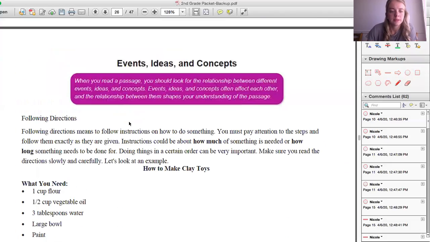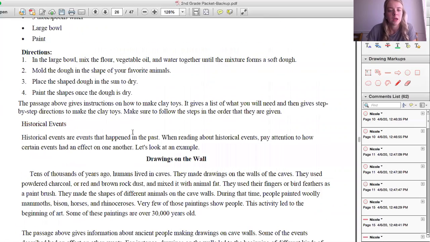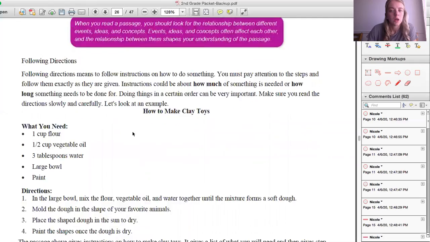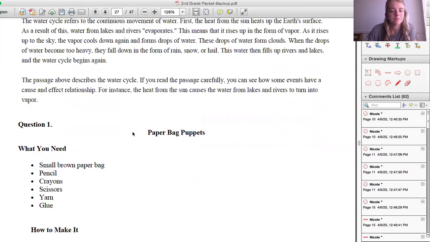Following instructions means to do what a set of directions tells you to do. Events, ideas, and concepts. When you read a passage, you should look for the relationship between different events, ideas, and concepts. Events, ideas, and concepts often affect each other, and the relationship between them shapes your understanding of the passage. I mean, not package.